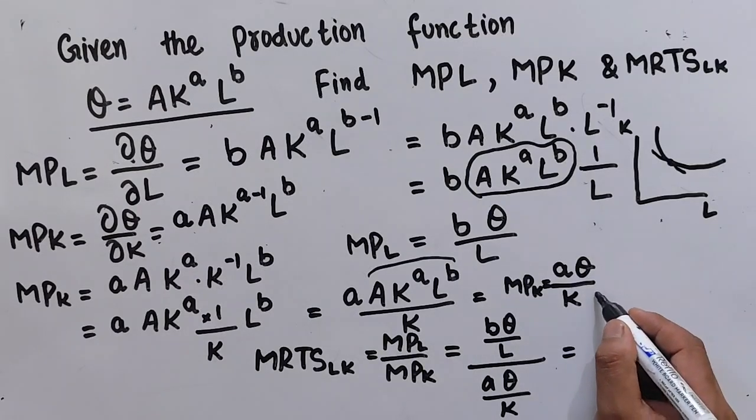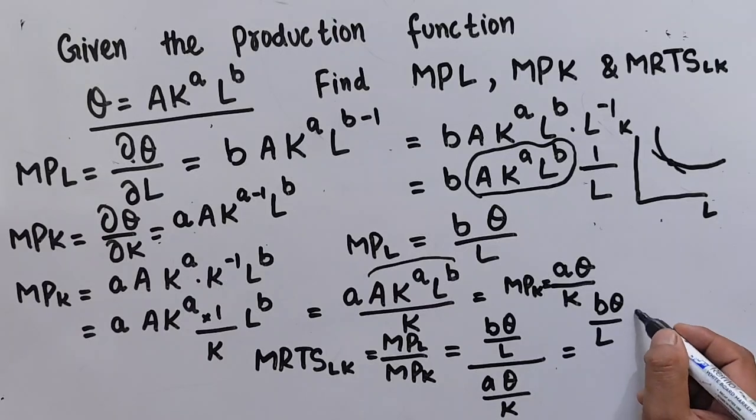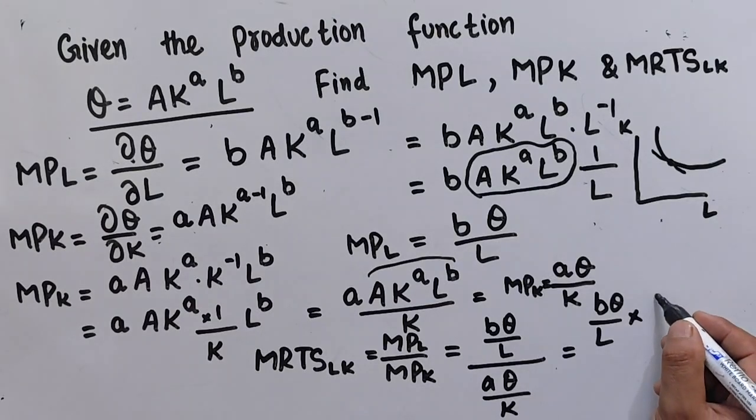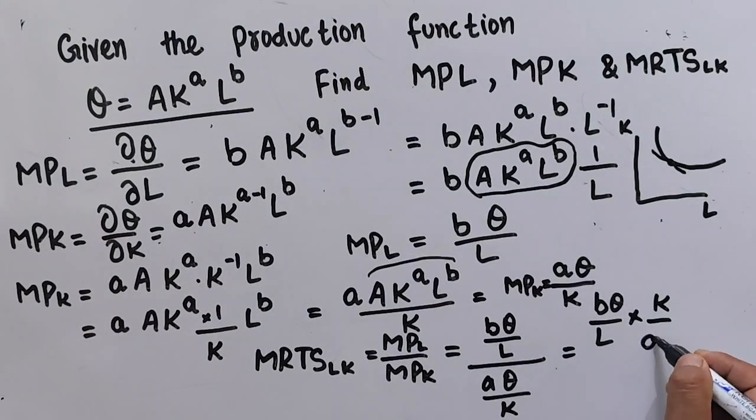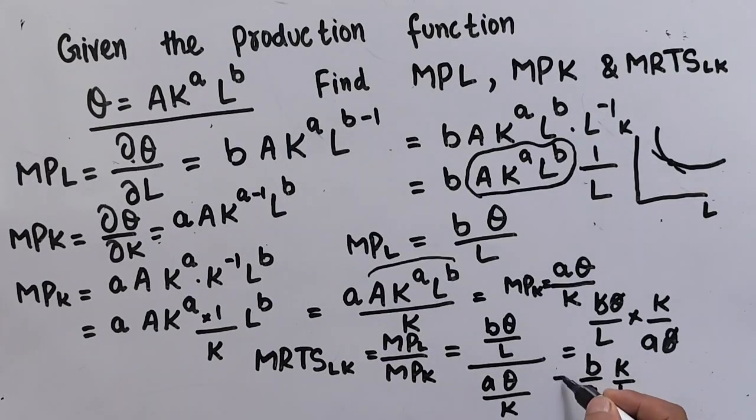Solving further, we will get bQ upon L. Transposing this term, it gets multiplied but reciprocated. It becomes K upon aQ. Q and Q get cancelled. So we will get b upon a times K upon L. This will be the marginal rate of technical substitution.